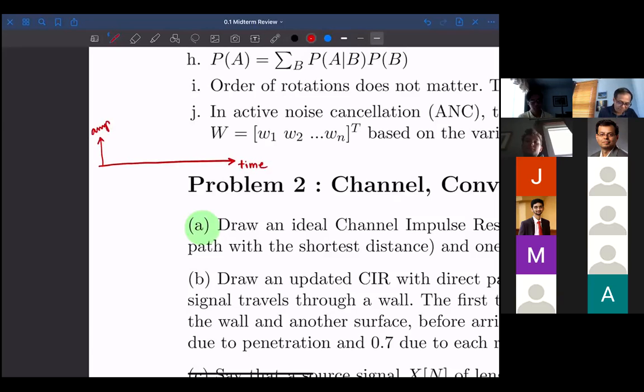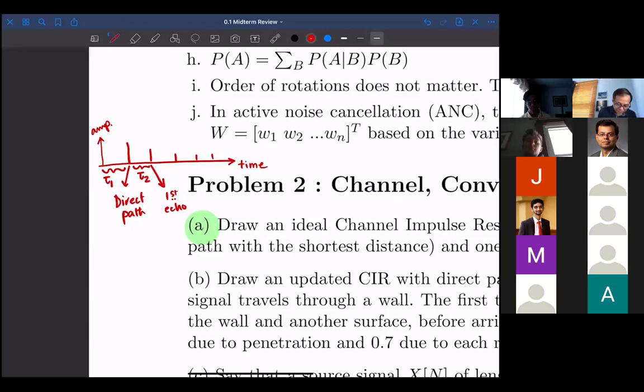This is amplitude. And this is what channel impulse responses look like. What does this mean? This means that the direct path comes this time later from the transmitter. The first echo comes tau 1 plus tau 2 later from the time it was transmitted. From the time you receive the direct path, it comes tau 2 later.